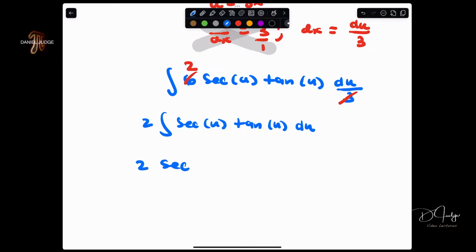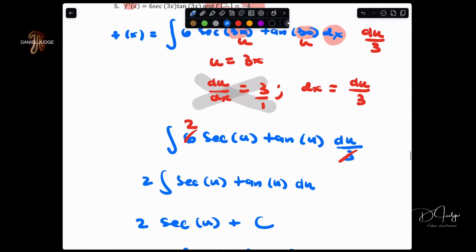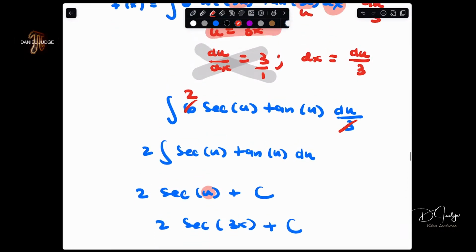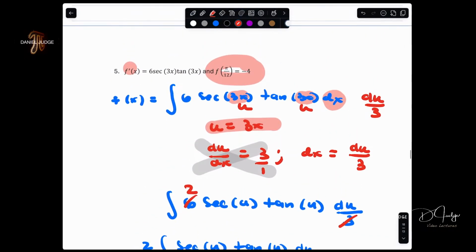So this will be 2 secant u, and this would be plus c. But we know u would be 3x again. So here is what we have to go back and do, resubstitute.